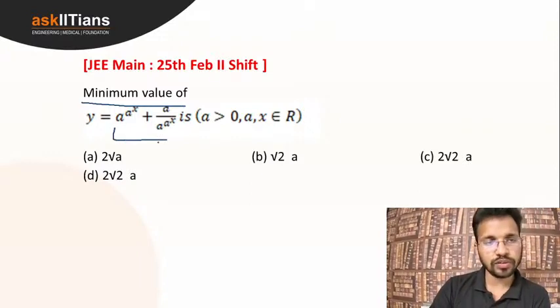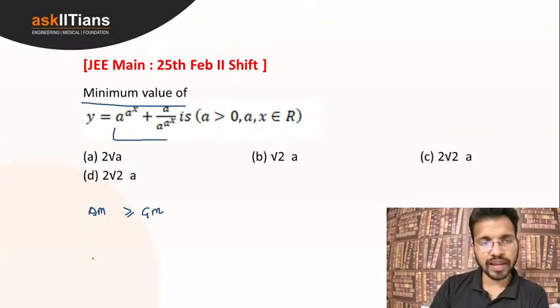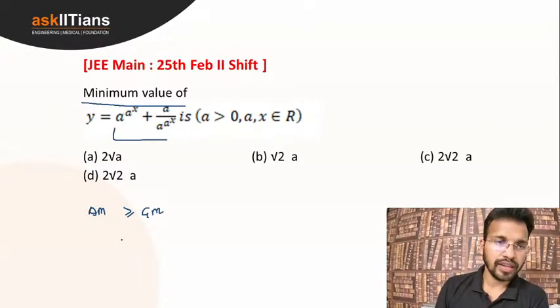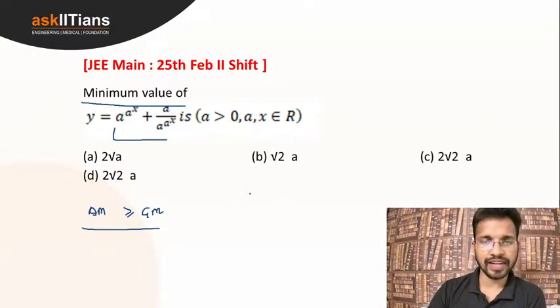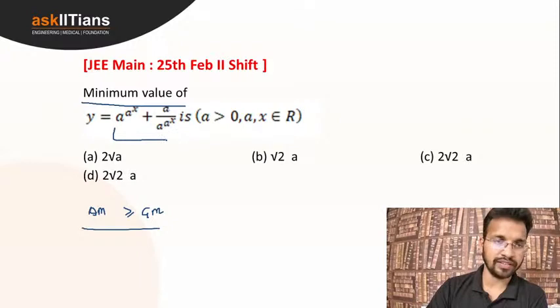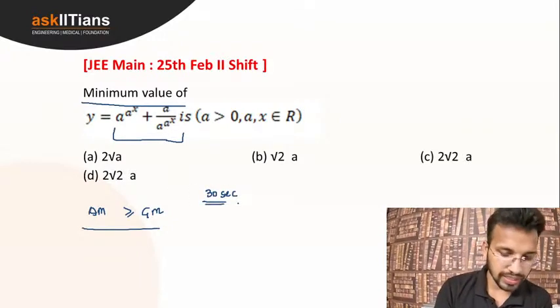So everyone knows this is AM-GM, right? Yes, all of you? So we can easily apply this thing, right? And I guess once you do that, you can directly get the answer quite easily. So this is again a 30-second problem, not that difficult.